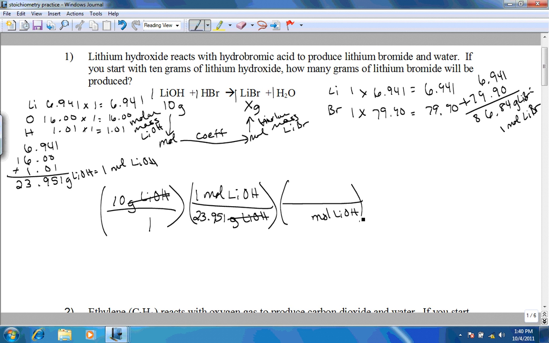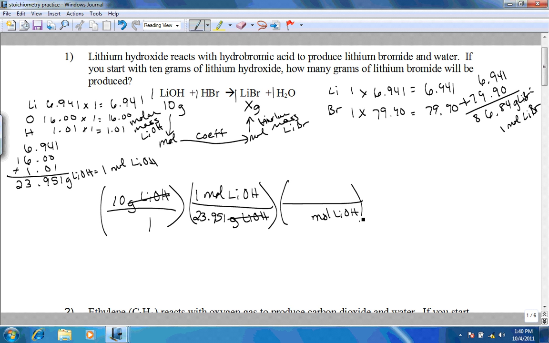So we have lithium bromide on top. So we're going to put moles of lithium bromide on the bottom of the next one, so that way the units match up and they can cancel. If we look here, here's moles of lithium bromide. 1 goes with that unit, and that is equal to 86.84 grams of lithium bromide, which will be on the top.